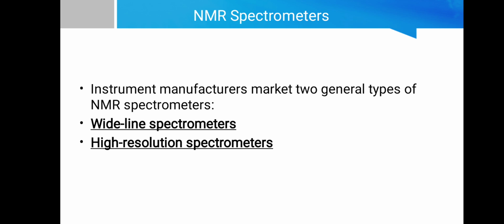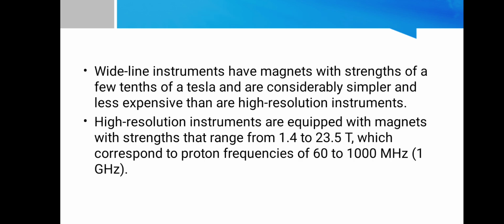So we will now discuss NMR spectrometers. Instrument manufacturers market 2 general types of NMR spectrometers: wide line spectrometers and high resolution spectrometers. Wide line instruments have magnets with a strength of a few tenths of a Tesla and are considerably simpler and less expensive than high resolution instruments. High resolution instruments are equipped with magnets with strengths that range from 1.4 to 23.5 Tesla, which correspond to proton frequencies of 60 to 1000 megahertz, or 1 gigahertz.